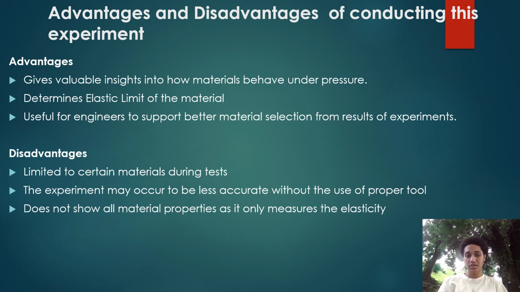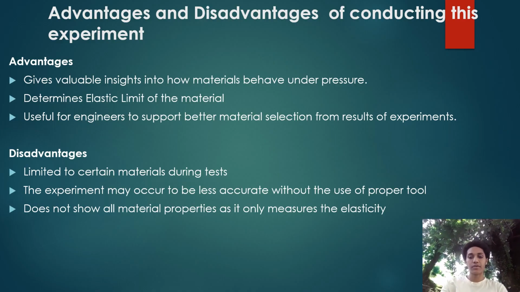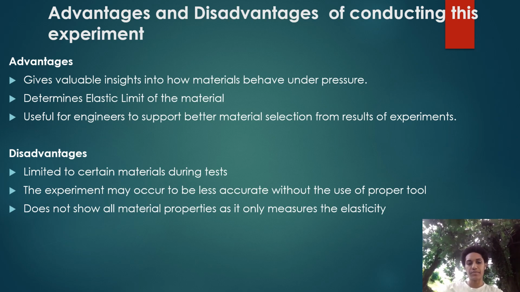Moving on to the disadvantages. Some of the disadvantages are that the experiment is limited to certain materials during the test. It only works best for solids, therefore soft or brittle materials might break before showing clear bending behavior. Another disadvantage is that the experiment may be less accurate without the use of proper tools. Manual setups using rulers or basic stands can lead to measurement errors. With this, data may not be precise.